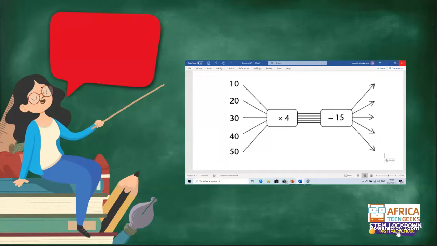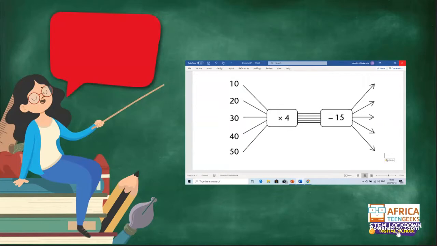Okay, that's 160. And then what do you do with the 160? You say 160 minus 15 equals 145. All right, so 40 times 4 is 160, and then 160 minus 15 will give you 145. That will be your output value.